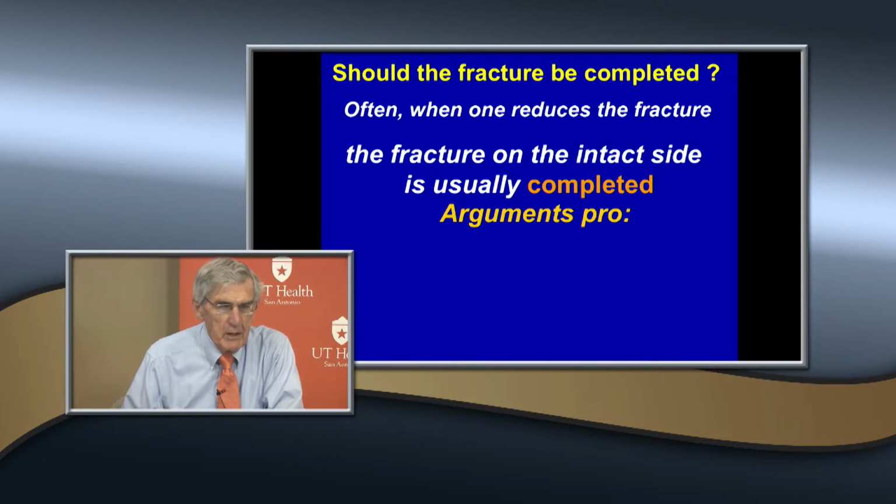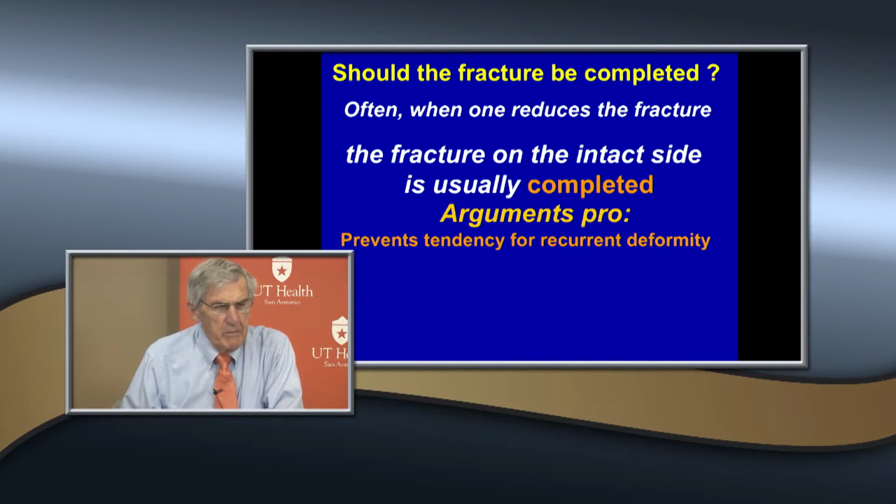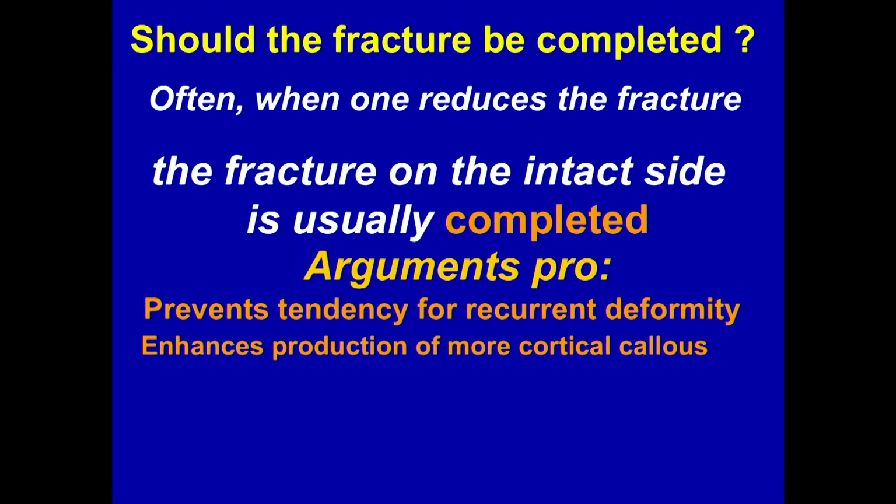Now, some people will go to great lengths to complete that, and the arguments pro are it gives you a little bit less chance of getting recurrent deformities, because if you've got plastic deformation on one cortex, it has a tendency to recur a little bit. Secondly, the fractures that are most predisposed to fail are green stick fractures, because they have incomplete callus. They have callus only on the fractured side, only on the tension side. So if you complete it, then you have a lot more callus, and so you have less chance of refracture.